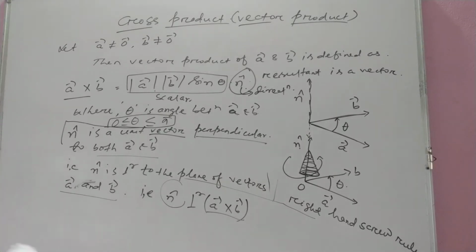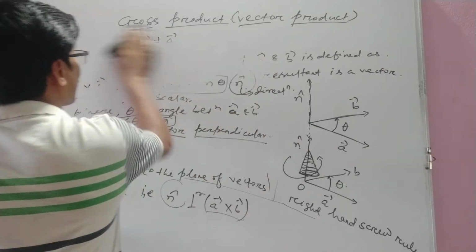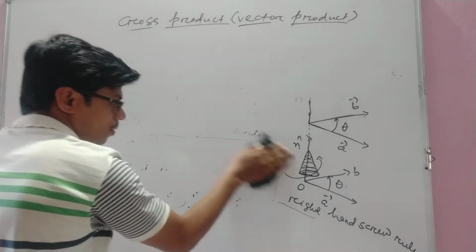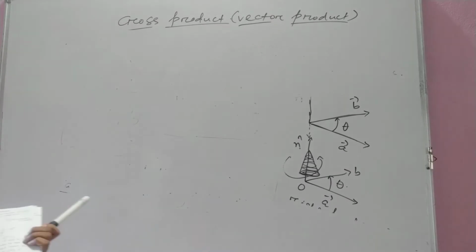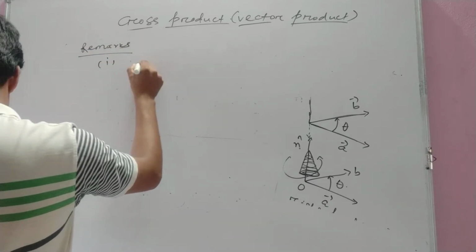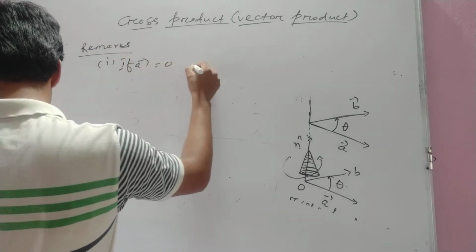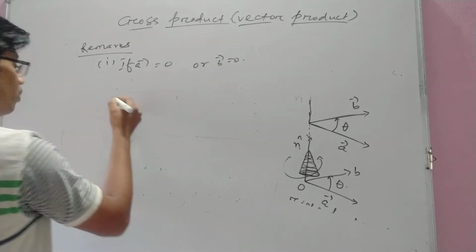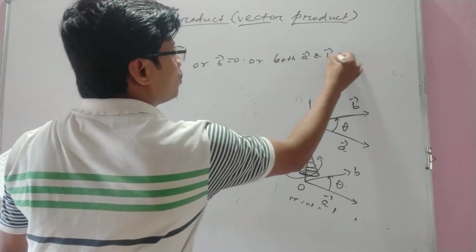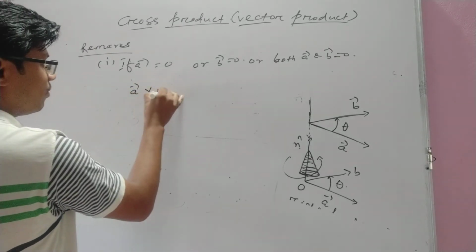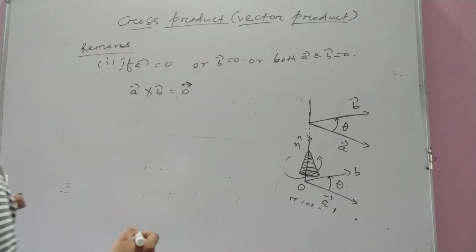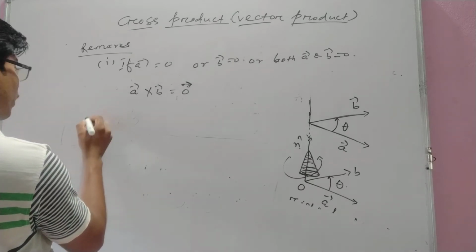Remark: if A vector is equal to 0 or B vector is equal to 0, or both A vector and B vector are equal to 0, then what we get is A cross B equal to 0 vector, not 0 magnitude, 0 vector, because the resultant is a vector.